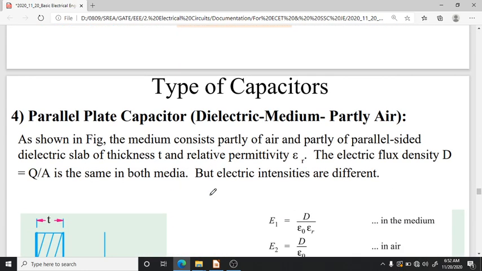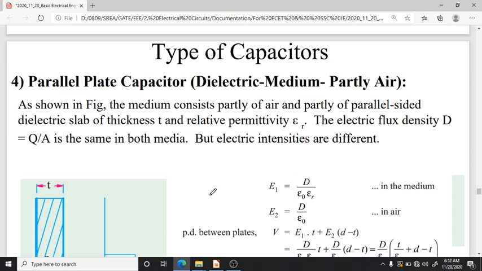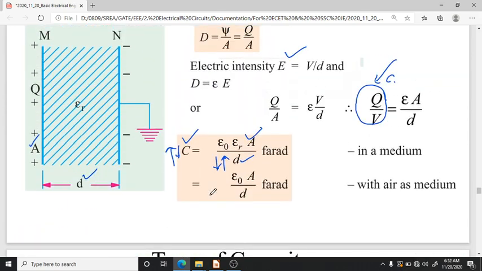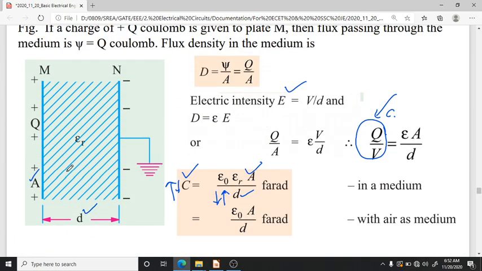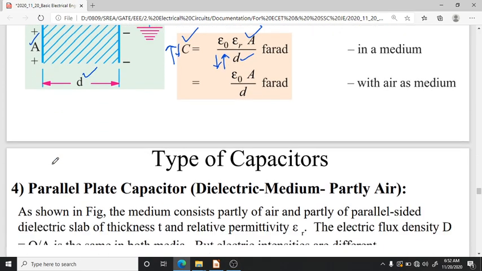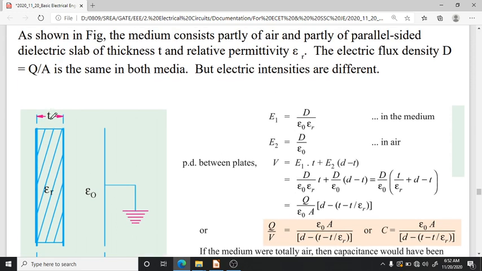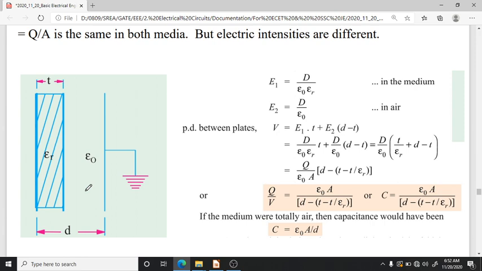Okay, types of capacitor. Another one is the parallel plate capacitor with the dielectric medium partially air. In the last one you saw, this is one plate and this is another plate, and totally in between these two plates, dielectric material is there. Whereas in another case, dielectric material is only partially there. The complete distance is d, but the dielectric material occupies only a part of it, thickness t, and the other part is only air. In that case, what is the formula for capacitance?